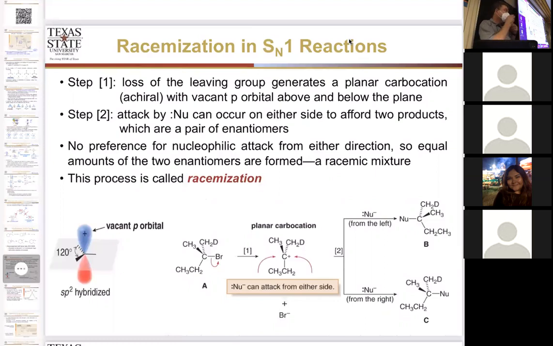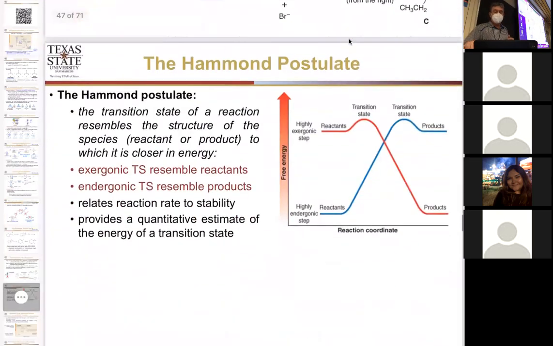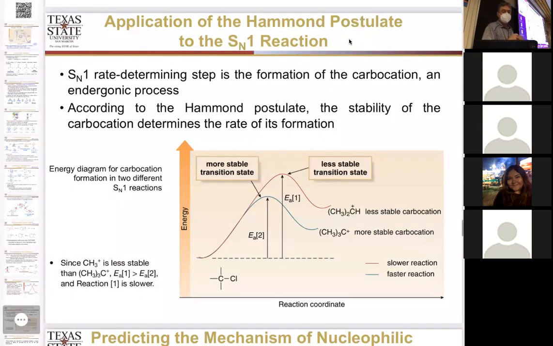Okay? So do we see why, by looking at the shape of that carbocation, we get half and half? Whichever side of the molecule the nucleophile comes from is where it's going to react. There's no preference at all. Okay. So I'm going to skip that, and I'm going to talk about this instead.